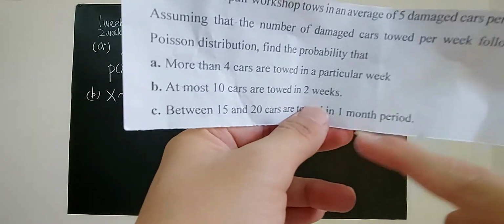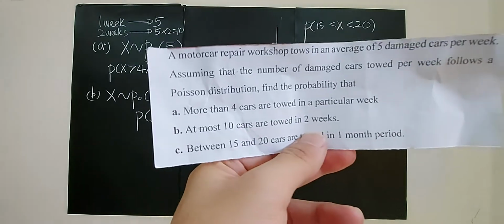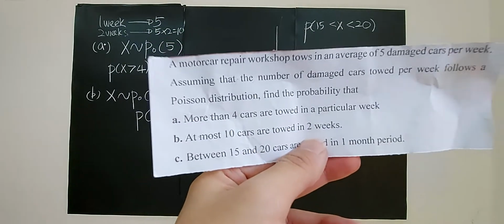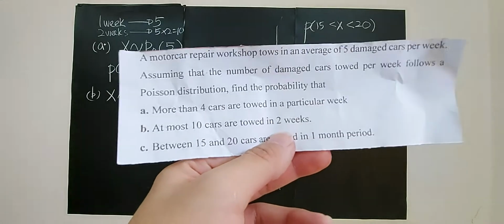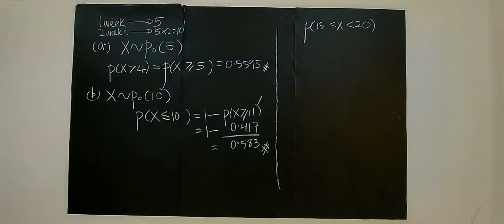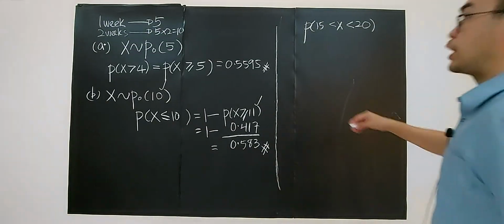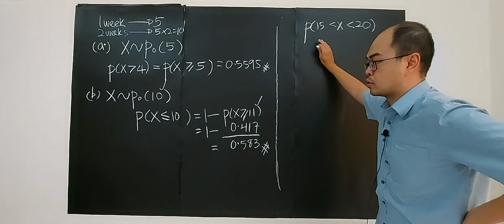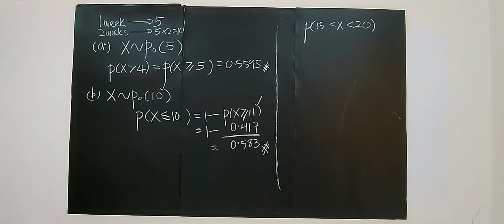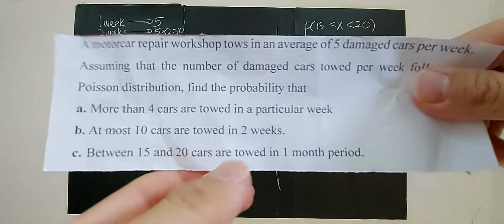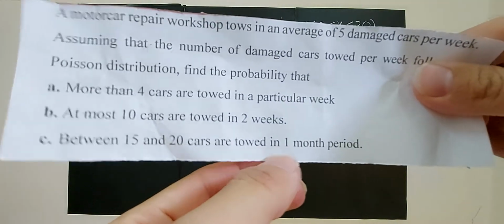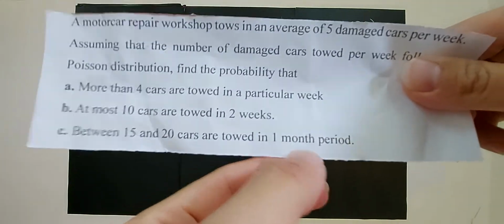Oh, now it's 1 month, right? As you know, 1 month, you have at most 4 weeks. So we have to change the mean before the calculation. That's a very important thing here. So we have to read the question carefully, as we are now studying the Poisson distribution. For this case it is in 1 month.